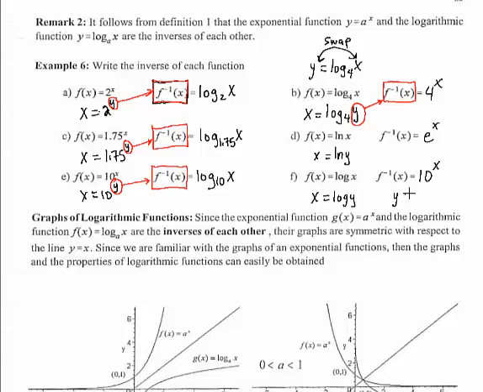So you could write this as y equals 10 to the x. This is y equals e to the x. This is y equals 4 to the x. But these equations here are the inverses of these logs on the left. And so instead of writing y, we write f inverse with the -1 superscript.